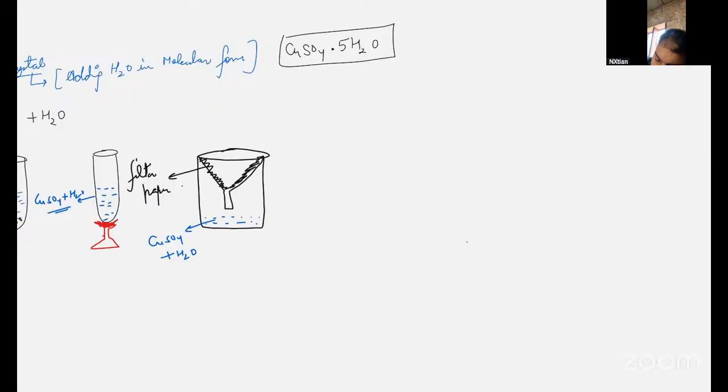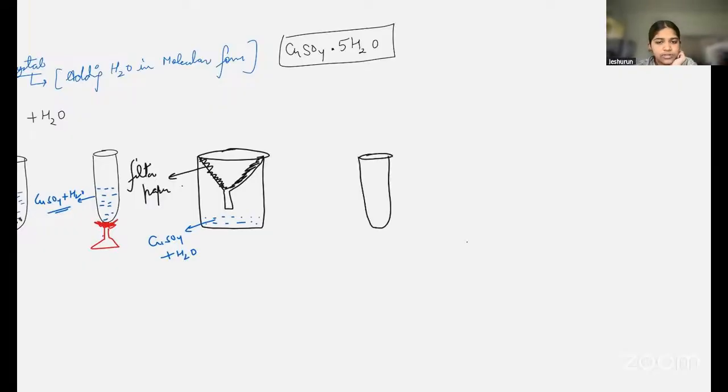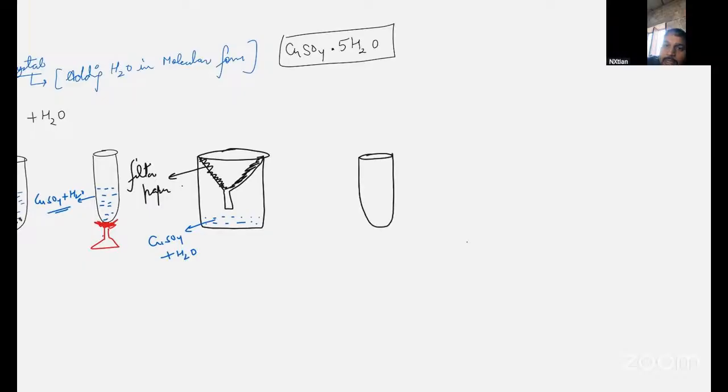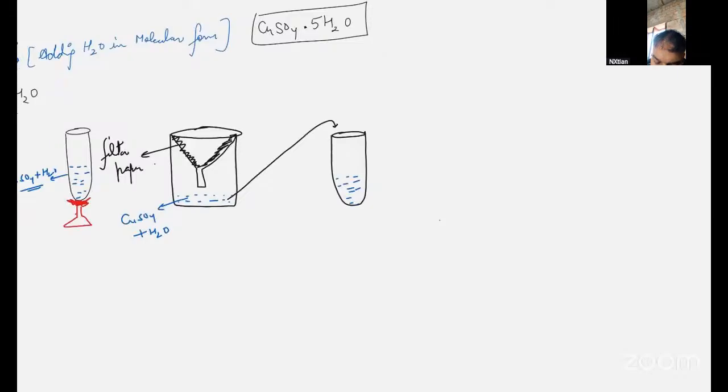Sir, I didn't hear what you said. Your voice was not there for a bit. I was saying that when I filter it, I will put this filtrate again into the test tube, like this. This is again the filtrate. Then I will again boil it.